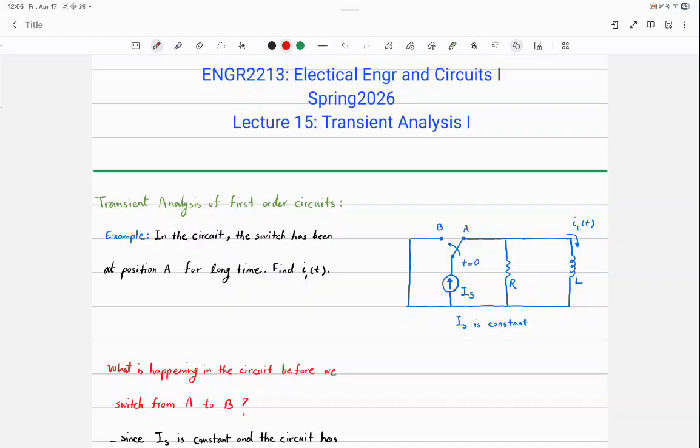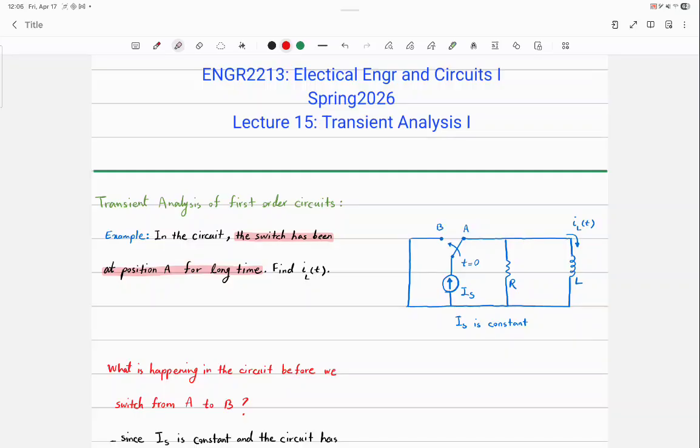Now, today's topic is transient analysis, and in order to understand what it is about, I'm going to start analyzing an example step by step and see what happens inside this circuit. So, in the circuit, the switch has been at position A for a long time. This is something that we are going to understand the importance of. But right now, just leave it.